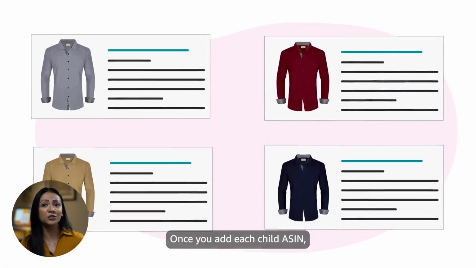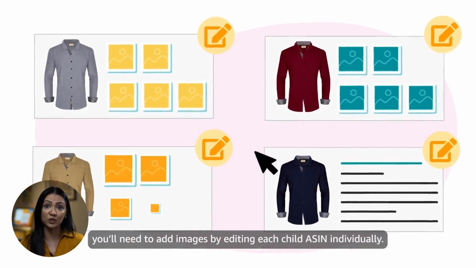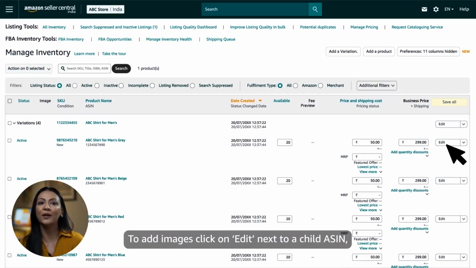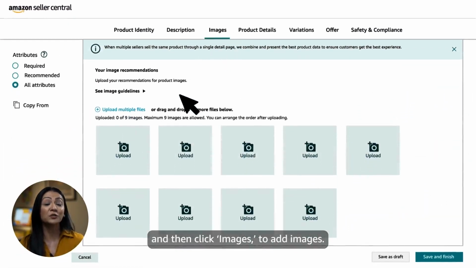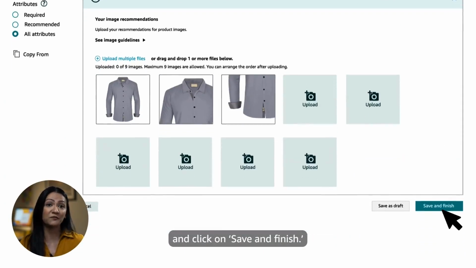Once you add each child ASIN, you will need to add images by editing each child ASIN individually. To add images, click on Edit next to a child ASIN and then click Images to add images. The seller can also edit or add to other sections and click on Save and Finish.